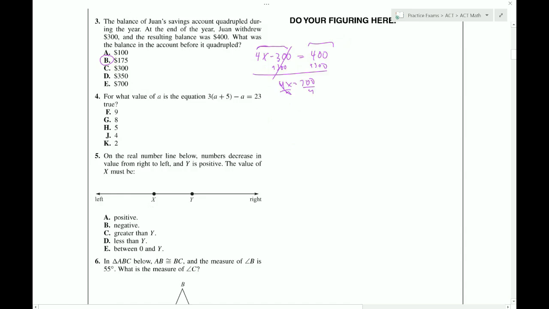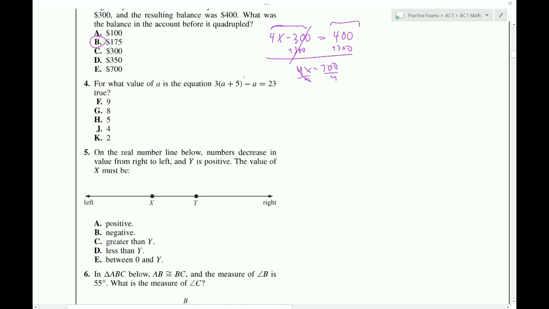For what value of a is this equation true? Well, I could distribute the 3. Get 3a plus 15 minus a is 23. So 3a minus a is 2a. Okay. Then I subtract 15 from both sides. So 2a is equal to 8. A is equal to 4.